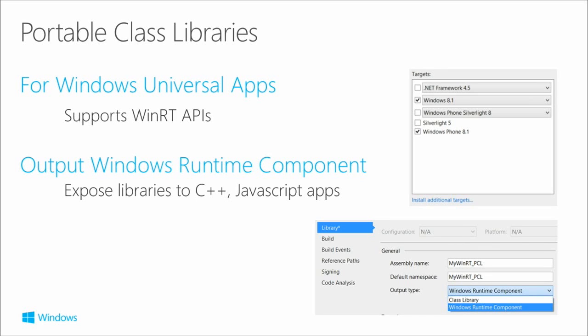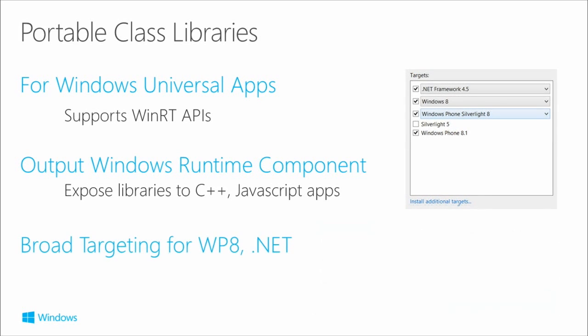Exactly. One very cool element that has been introduced to PCLs is that you can go into your PCL properties and select an output type, and you can select a Windows Runtime component. What that means is that you can write libraries in C# and expose them to a C++ application or a JavaScript application. And so all of a sudden, the PCL that you build one time doesn't just span multiple projects; it spans multiple coding scenarios. So I think that's pretty exciting. It seems pretty cool.